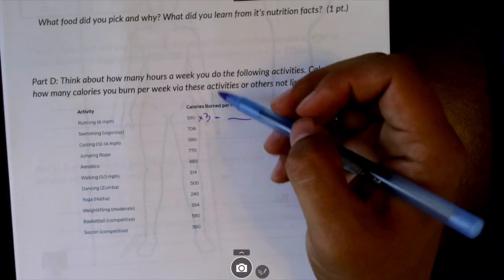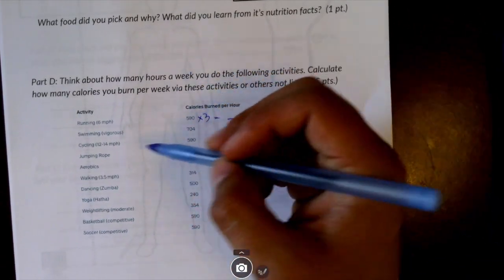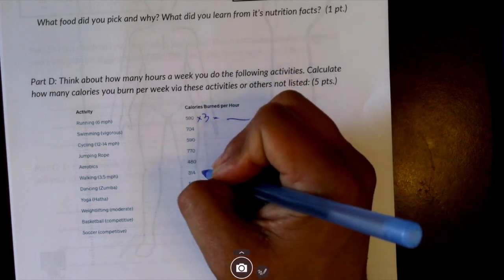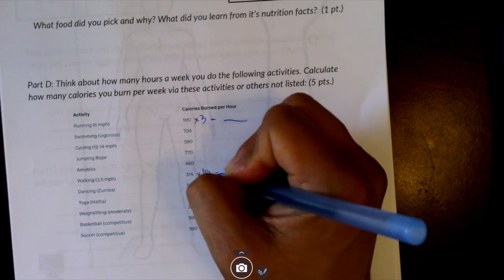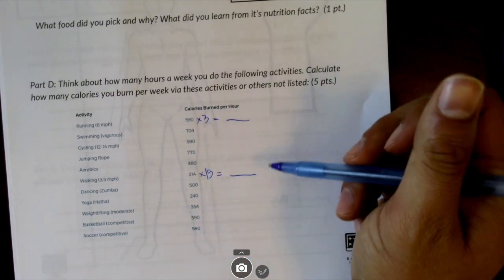Sadly, I saw a lot of students didn't do a lot of work. Walking was popular. I saw some people put times like 5 hours of walking per week or 15. Multiply that out and see how many calories you burn.